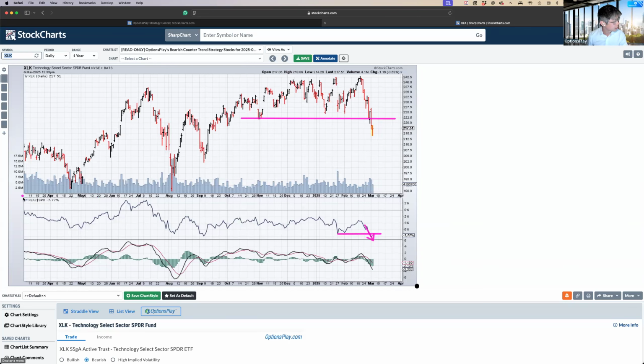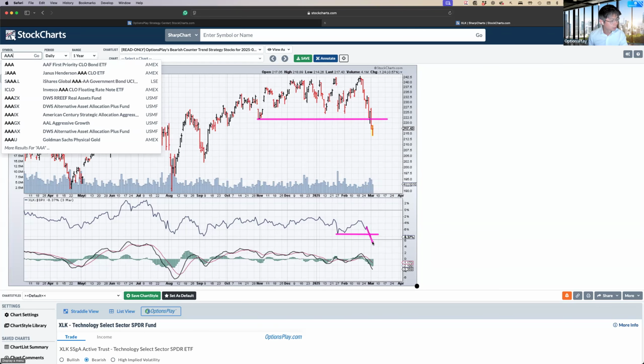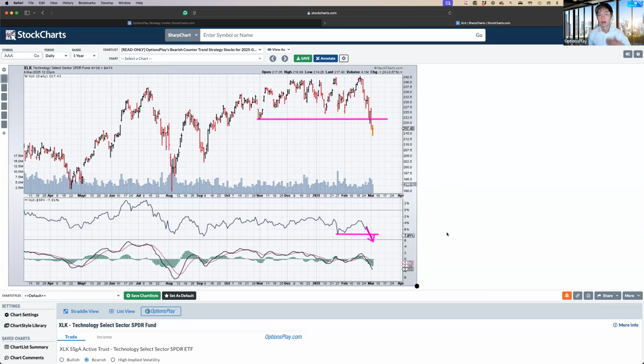a relative perspective. This is looking at XLK relative to the S&P 500. So what we're looking at is how does the ETF compare relative to the S&P 500? And what we're identifying is stocks that are not only breaking support, but they're also relatively underperforming the S&P 500. Those are good. Those are stocks or ETFs that have a higher likelihood of continuing that bearish trend.